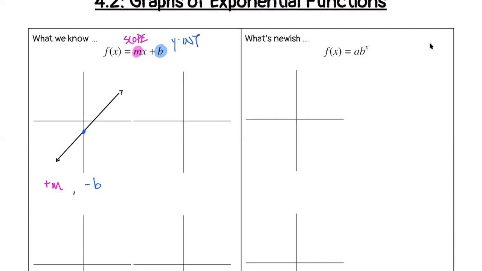All right, what if I drew a line that looked like this? What do we have for the slope and what do we have for the y-intercept? Positive or negative? Negative slope, I agree. Yeah, and a positive b, good, thank you. All right, so negative slope, positive y value.